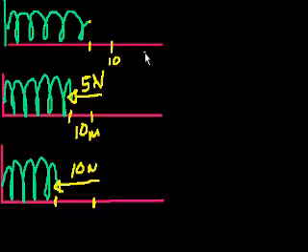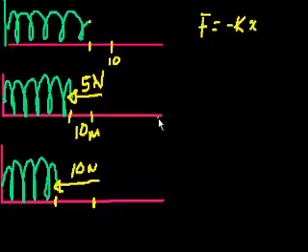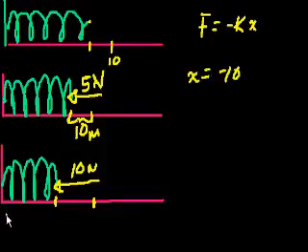So what does that mean? That means that the restoring force of the spring is minus some number times the displacement of the spring. So what does this mean? So in this example right here, what was the displacement of the spring? Well, if we take positive x to the right and negative x to the left, the displacement of the spring in this example right here, x is equal to minus 10, right? Because I went 10 to the left.